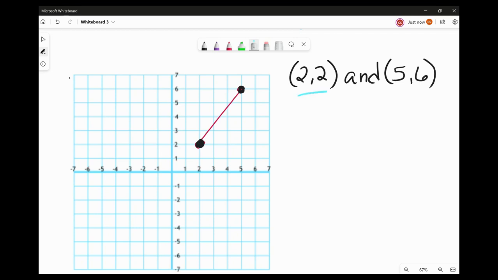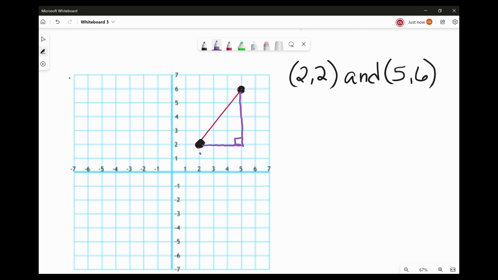So we're looking at points 2, 2 and 5, 6. I'm going to show you a couple different ways to do it. The first way is to create a right triangle, meaning we have a 90-degree angle. Make a horizontal and vertical line that connect the 2 points. Now that I've made the right triangle, I can see what the side lengths are.